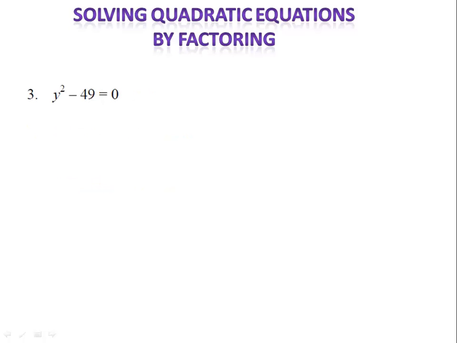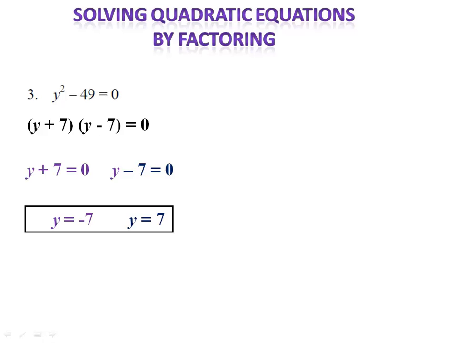Now, usually life doesn't come all factored up ahead of time. You have to do the factoring yourself. In example 3, we have y squared minus 49, and we notice that's a difference of perfect squares. We can factor that to y plus 7 and y minus 7 equals 0. Now, we solve each piece. y plus 7 equals 0, y minus 7 equals 0. And now, we can go through and solve, and we find out that the solutions to this equation are y equals negative 7 and y equals positive 7.